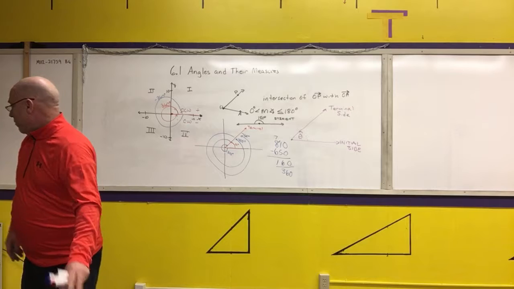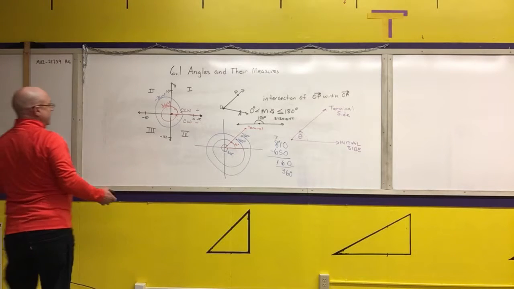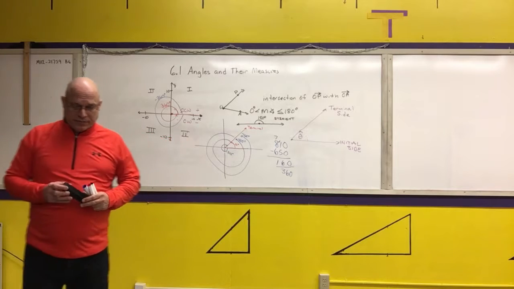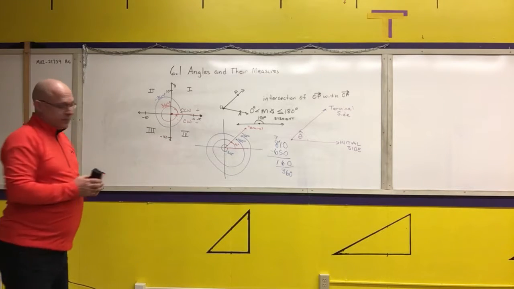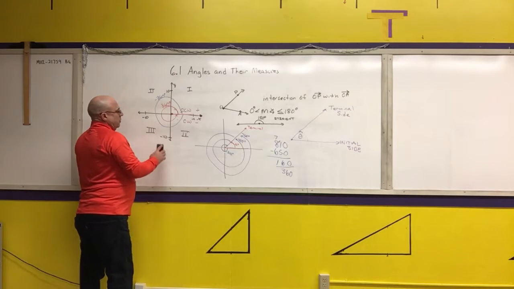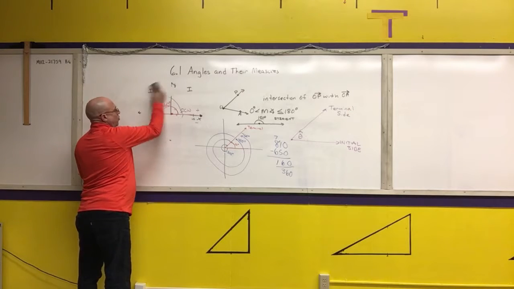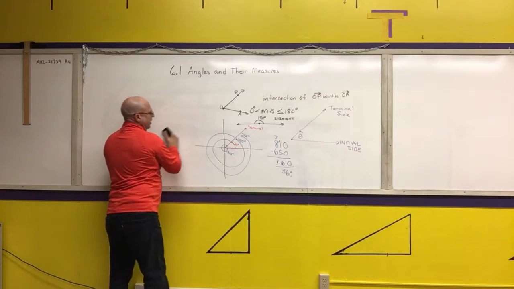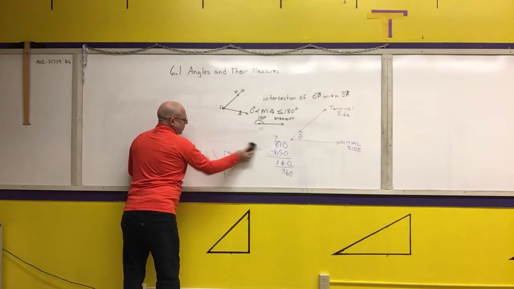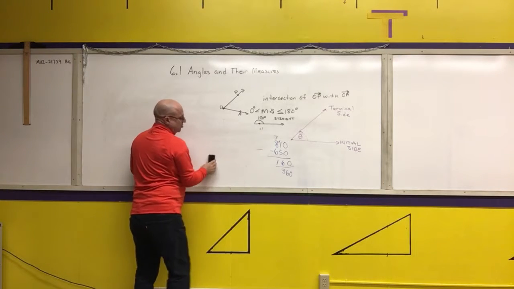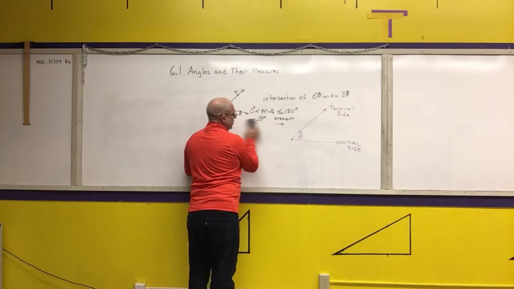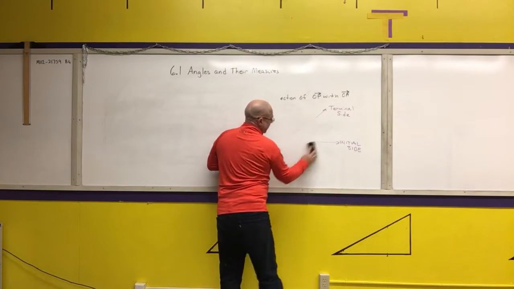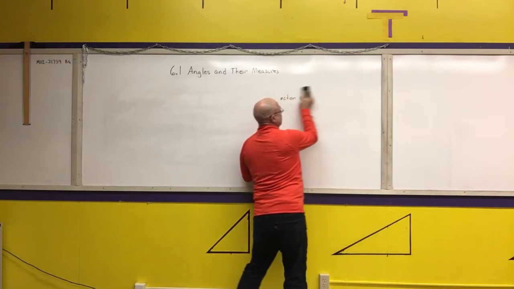So the next thing that we're going to cover is radian measurements of angles. The same thing applies for angles that have radians as their unit. You still have coterminal angles. So the next formula will be very important for us.